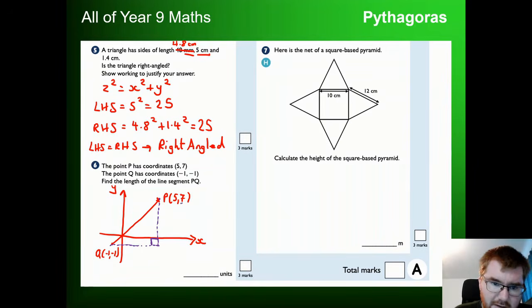So here we have a 7 and here we have a -1. So what do we do to -1 to get to 7? Well, we add 8. Yeah, -1 plus 8 is 7. So it's going to be equal to 8.